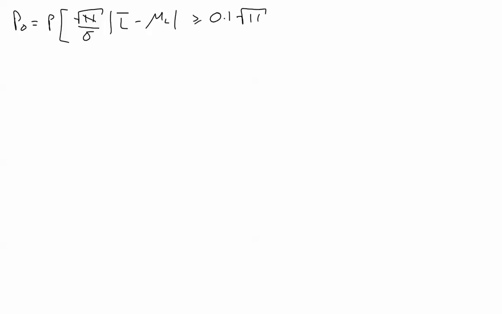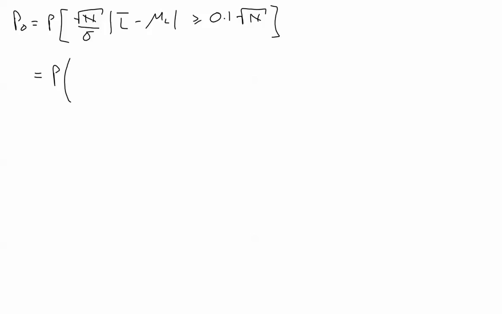Let's remind ourselves where we are. P naught equals the probability that square root of n over sigma L times L bar minus mu L is greater than or equal to 0.1 square root of n. Now I'm going to get rid of those absolute value signs, and I can do it this way.